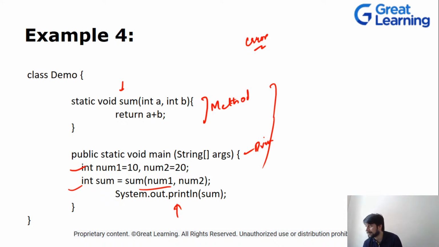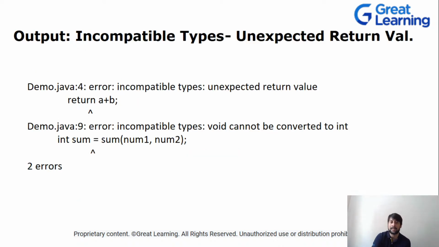Return type error, Prashant Singh is saying. Kishan is also saying the return type is there. Adil is also saying return type is there. Now let's see how many errors we will be getting. We'll be getting 2 errors, guys. First, one is the incompatible type, and then the unexpected return value.